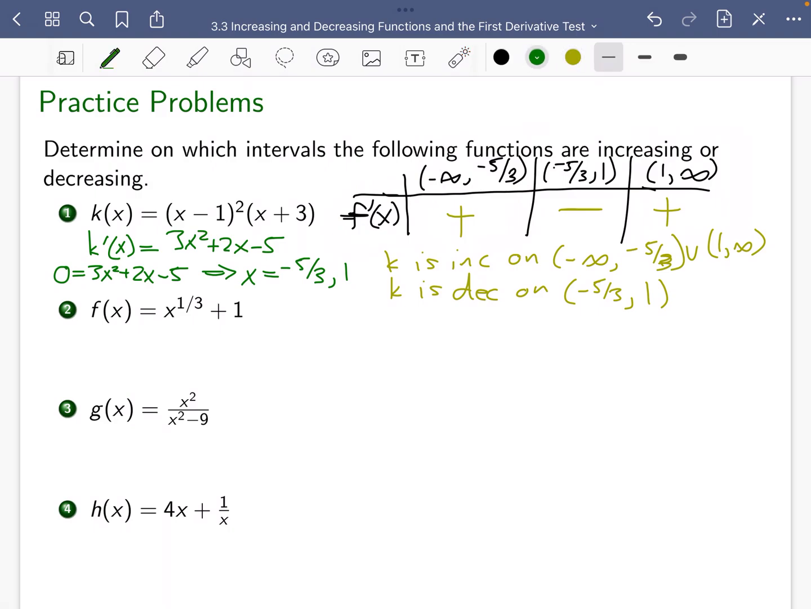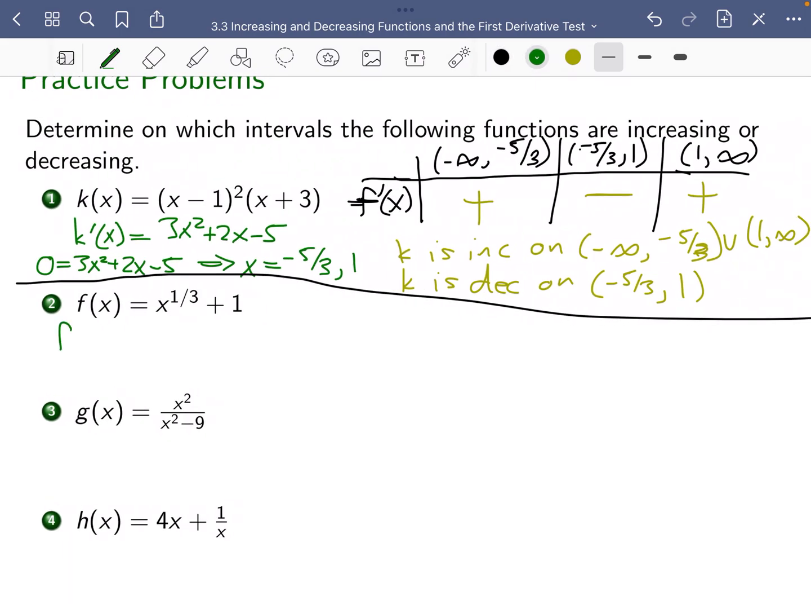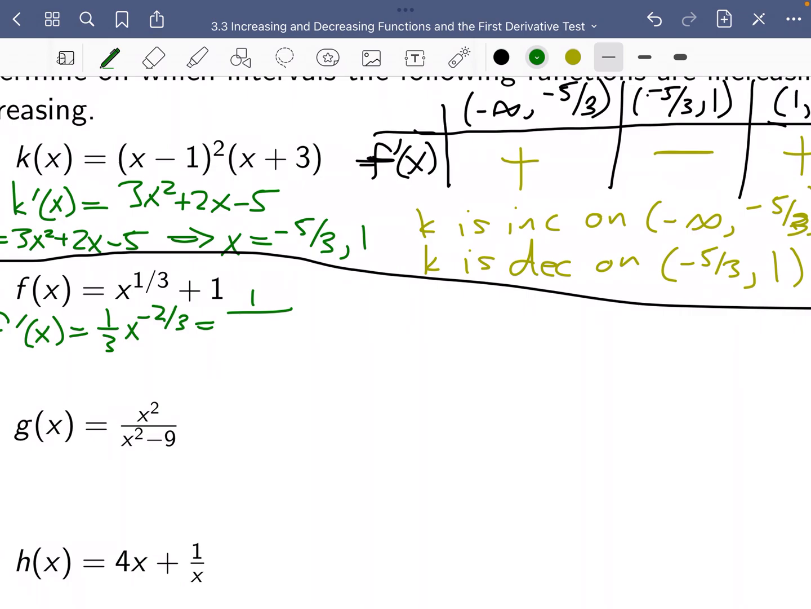Let's look at a second example. So our second example here, we have f of x equals x to the 1/3 plus 1. We will take our derivative. So we have 1/3 x to the negative 2/3. Bring the power down, subtract 1 from the power. So this is the same as 1 over 3 times the cube root of x squared.